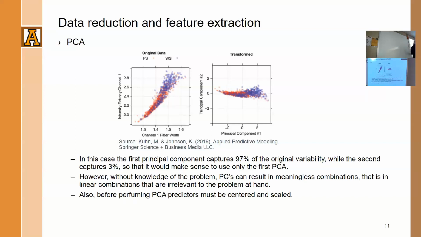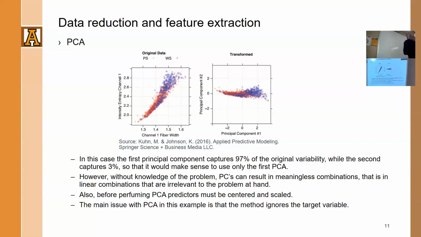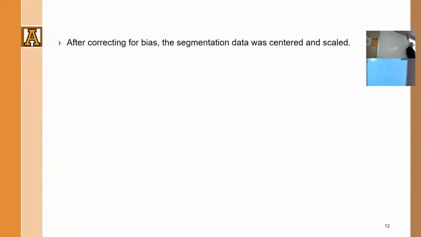And as we saw earlier, at the beginning of the semester, before performing PCA, we need to center and scale the data. That needs to be centered and scaled. And that's just what I said. The main issue with PCA is that it ignores the target variable. It does ignore the target variable.